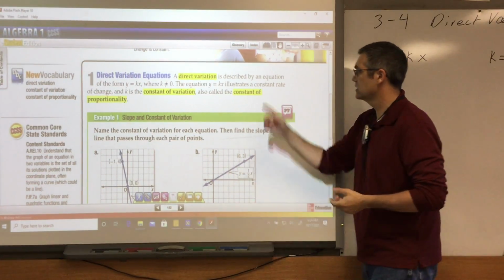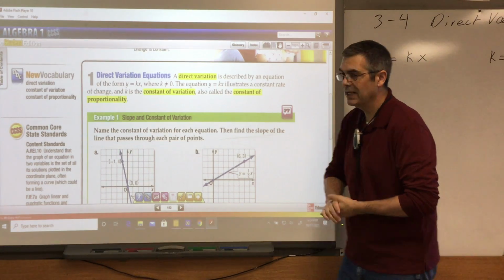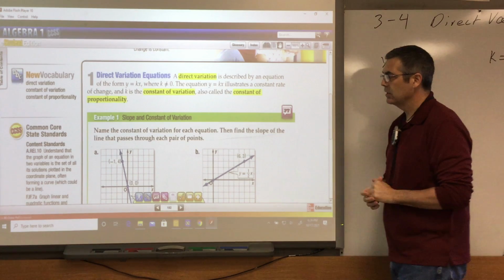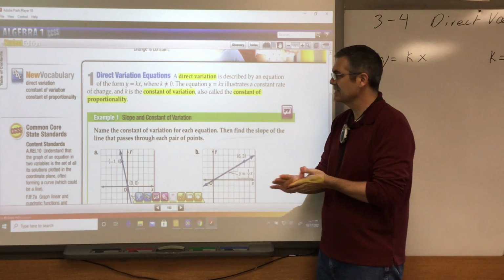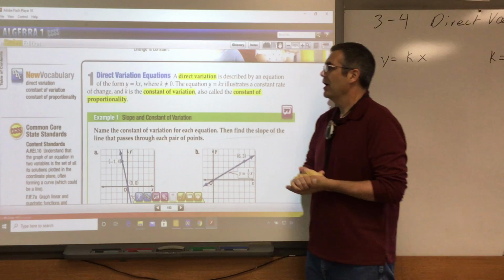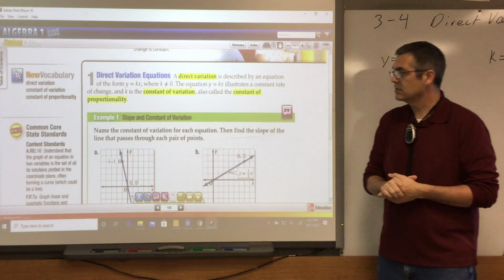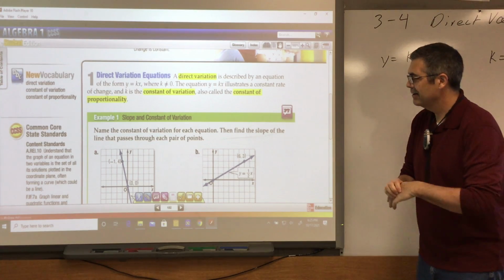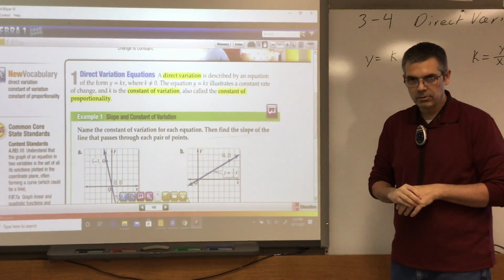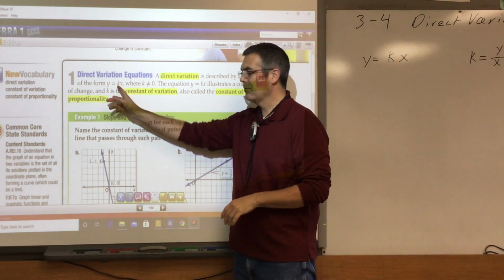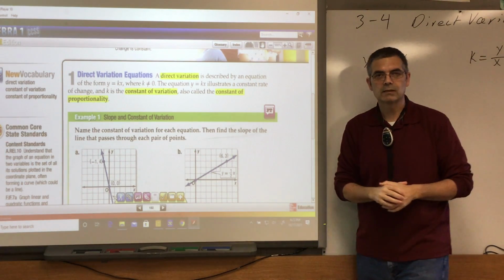A direct variation is described by an equation of the form y equals kx, where k does not equal 0. The equation y equals kx illustrates a constant rate of change, and k is the constant of variation, also called the constant of proportionality, also known as your slope. Okay, so be aware that when we're talking about the k right here, we're talking about the slope of the line.